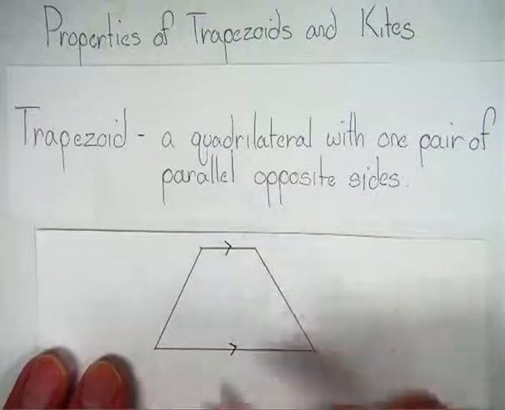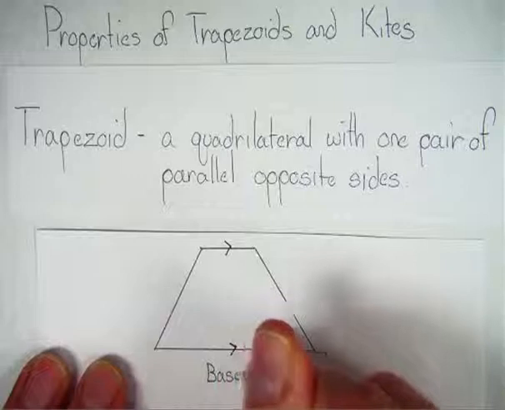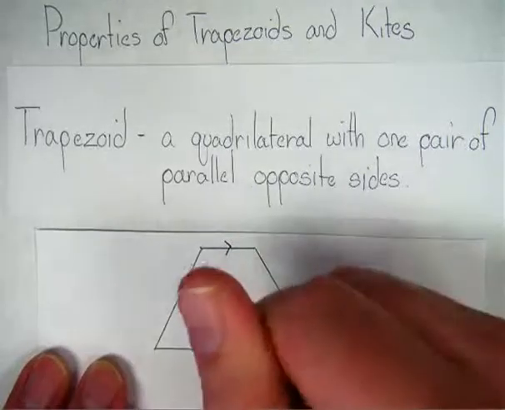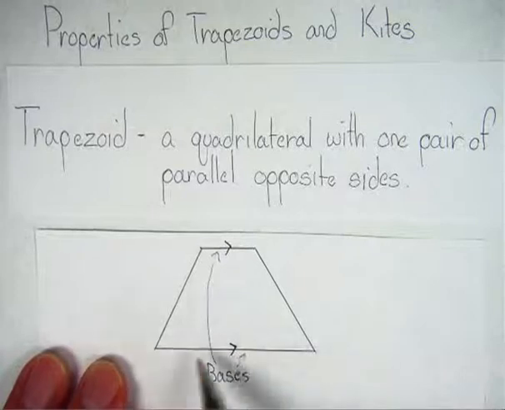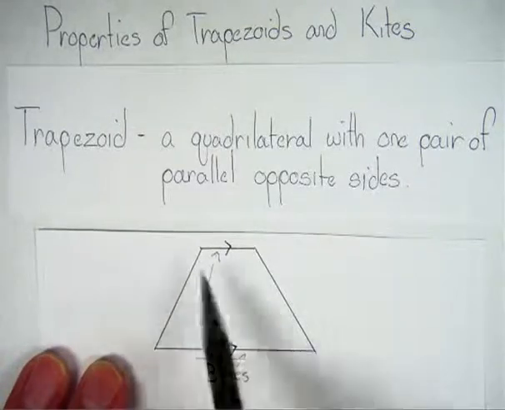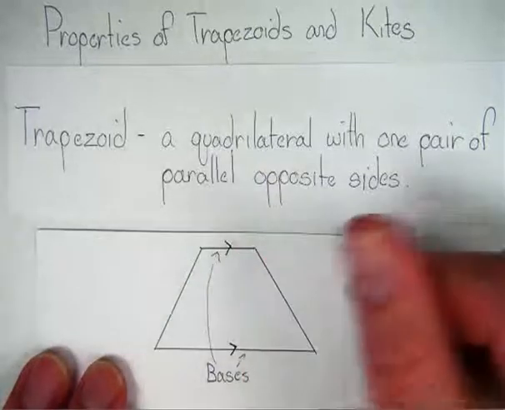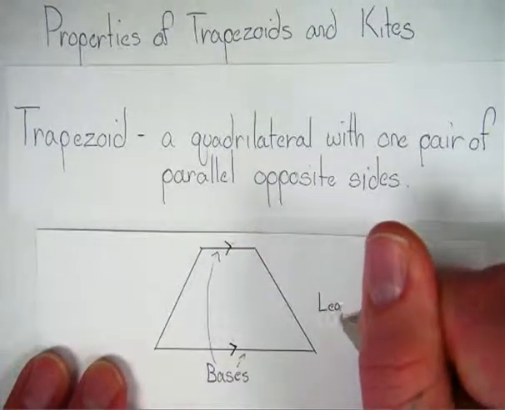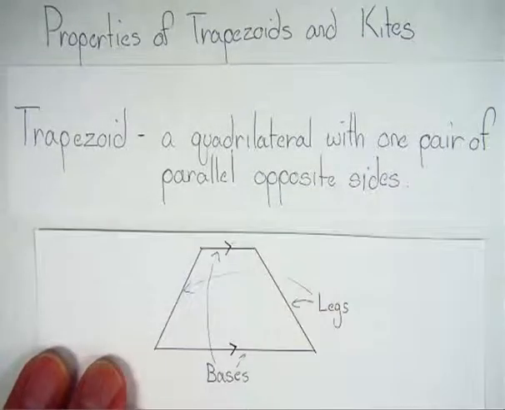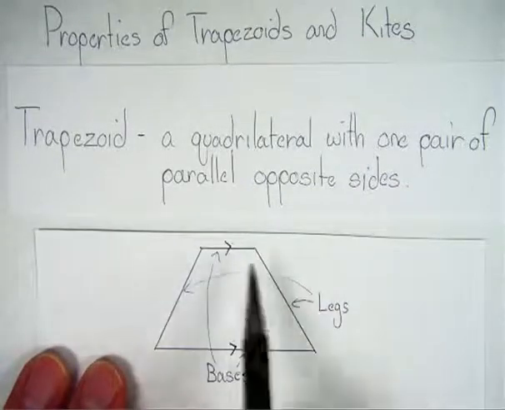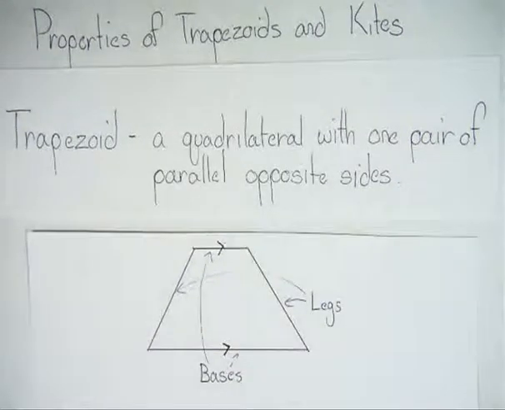The two sides that are parallel, we call those bases. So this would be a base, and this would be a base as well. Usually you'll see them distinguished as base 1 or base 2. It really doesn't matter. We call them both bases, and those are the ones that are parallel. The ones that are not parallel are called legs. So we have a leg there and another leg on the other side. So the bases are the parallel parts, and the legs are the ones that are not parallel.